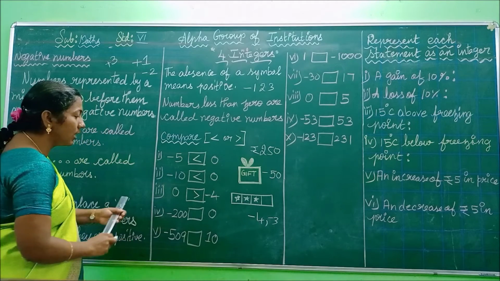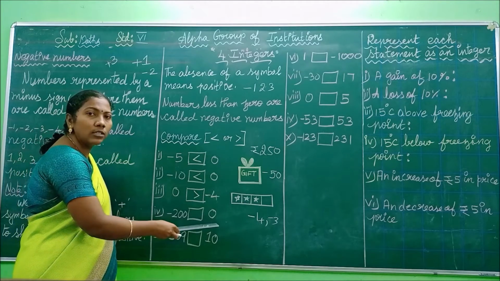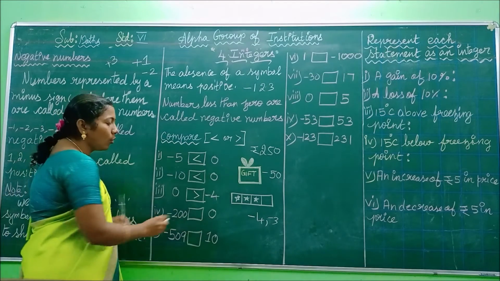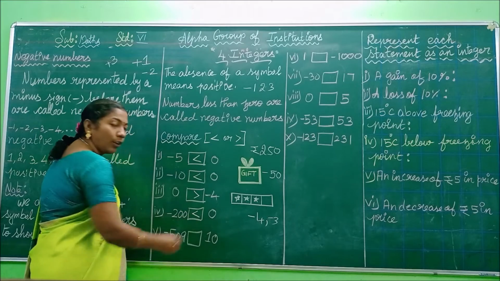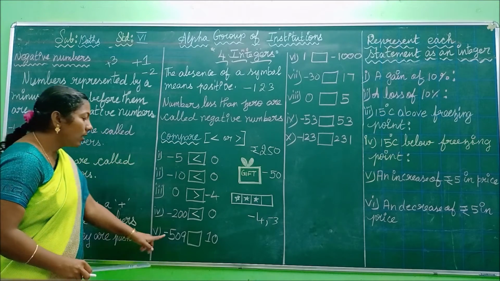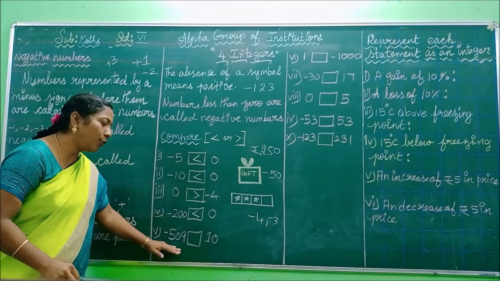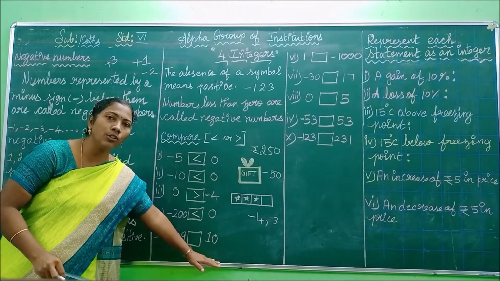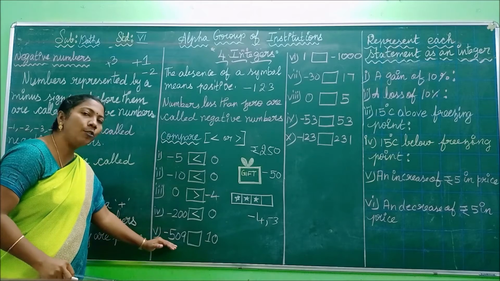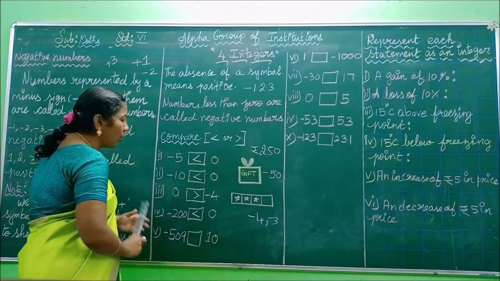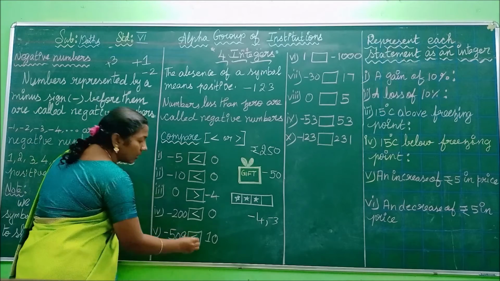Do you understand? See here, minus 200, 0. So a negative number is less than the value of 0. So you have to put the symbol less than. Do you understand, children? See here, minus 509, 10. This is a negative number. This is a positive number. Always a negative number is less than a positive number. So here you have to put the symbol less than.